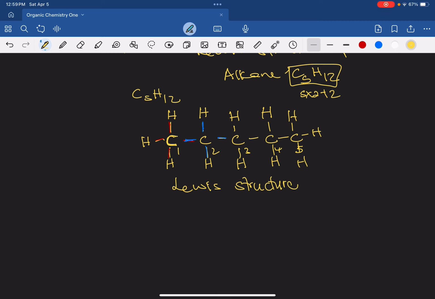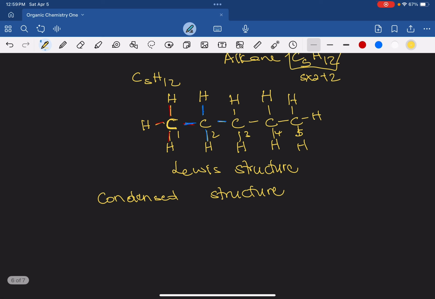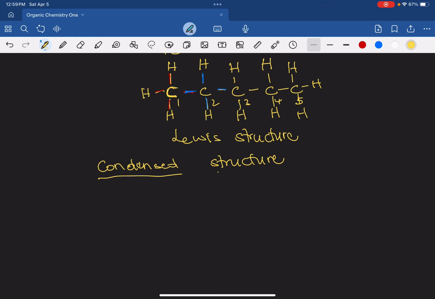We can now convert this into what we call a condensed structure. And it's exactly what the word means in English. You're condensing the structure. So let's look at how we would do that. Let's take carbon by carbon. Carbon 1 has 3 hydrogens, so you write CH3. FYI, CH3 and H3C is the same thing.